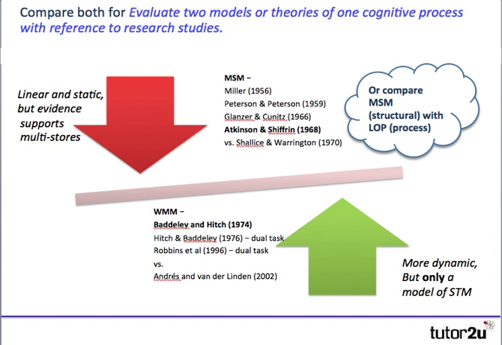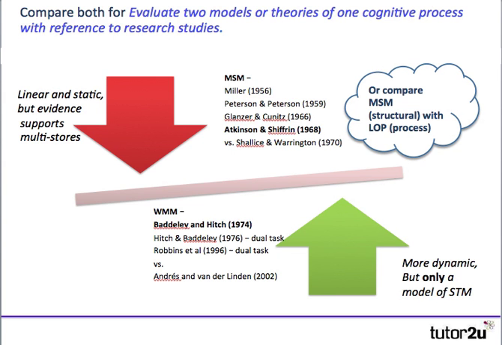Now, the question associated with this that is most common is evaluate two models or theories of one cognitive process with reference to research studies. And to be honest, it's very easy to evaluate multi-store memory and working memory just by comparing them. One is linear and static, however, multi-stores do exist almost certainly. One looks at dual processing and is more dynamic, but it is only a model of short-term memory.